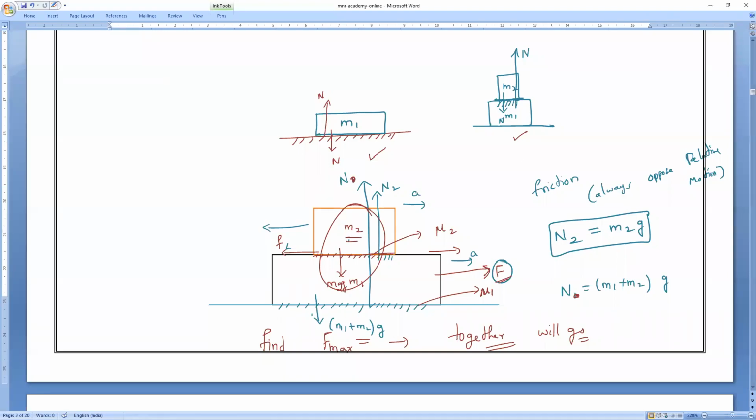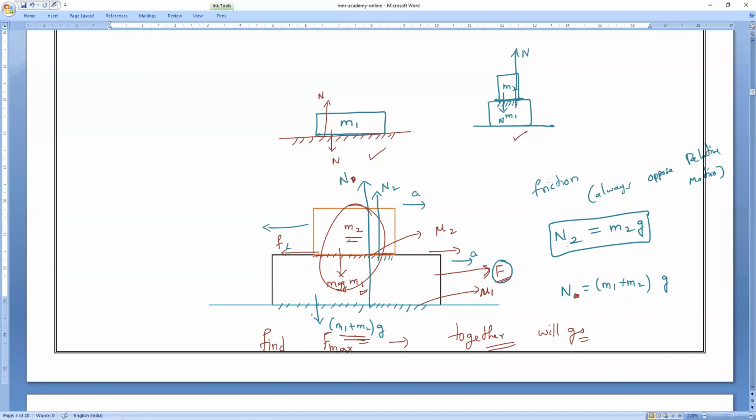M2 is exerting normal reaction only on M1, but the normal reaction exerted by the ground is both M1 plus M2, because both are one over the other, so both masses must be added. Am I right? Everybody clear? All of you?